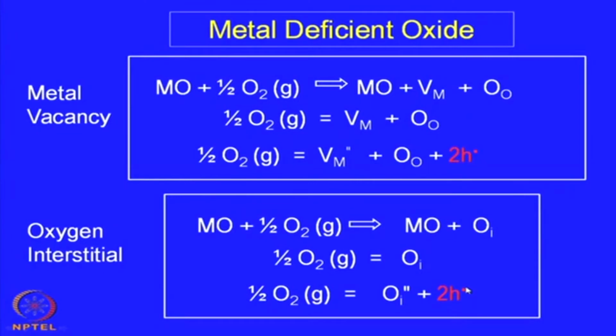Earlier, when it was oxygen deficient, it was 2 electrons; when it is metal deficient it is 2 holes, and that is as a rule true. That means you have to remember that whenever there is a metal deficient oxide, the electron holes are the mobile species, and we will see later that they are p-type semiconductors.